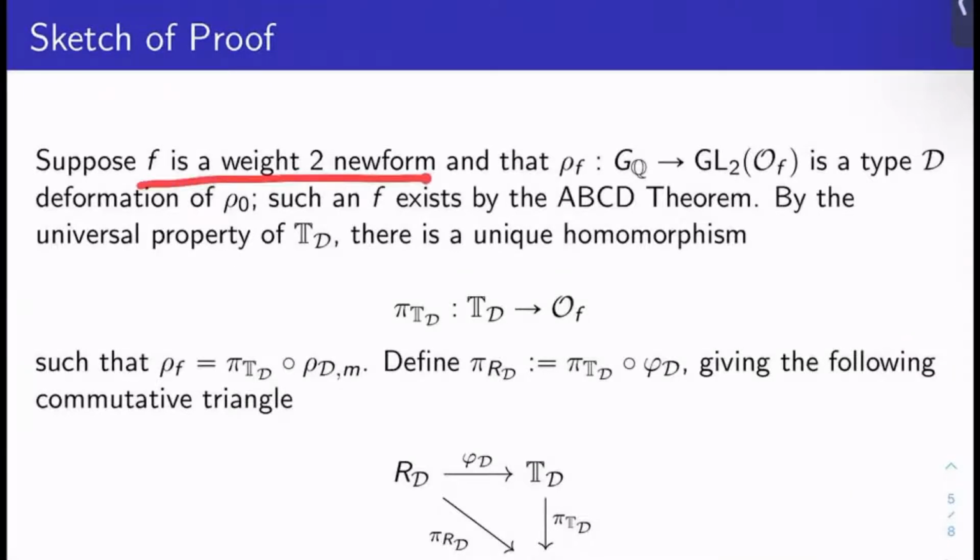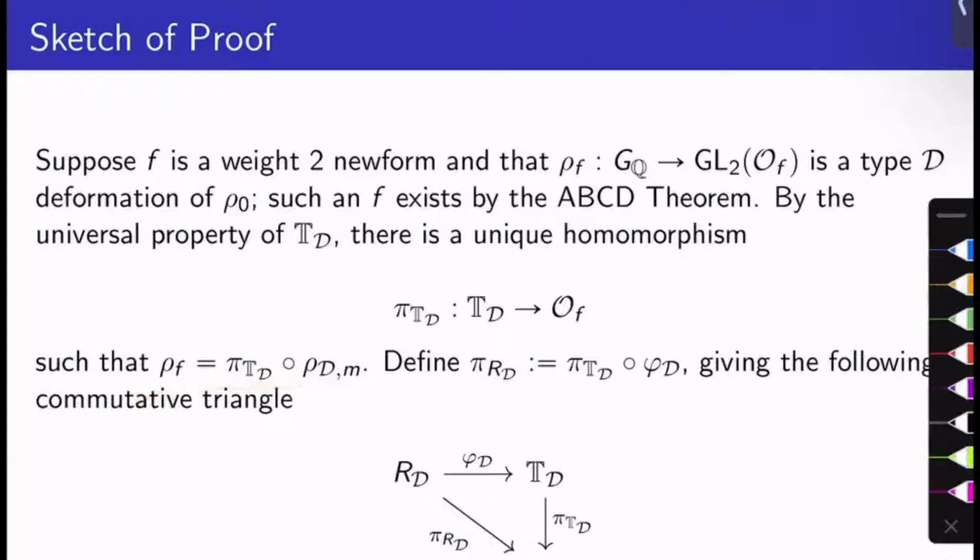Let's suppose F is a weight 2 newform, such that rho sub F from GQ to GL2 of O of F is a type D deformation of rho naught. Here, O of F is the ring of integers in the number field attached to F, which we'll call K sub F. We know such an F exists by the ABCD theorem, which we covered a couple of videos ago. We also know by the universal property of the universal type D modular deformation ring that there's a unique ring homomorphism, which we'll call pi sub T sub D, from T sub D to O sub F, commuting the lifting triangle.